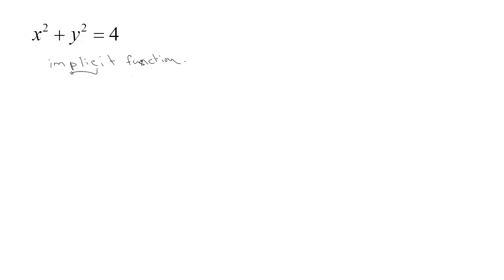This "plic" here is like in "multiply": it means to fold over, and this "im" means to fold it in. So this is sort of an in-folded function. By that we mean that y is an implicit function of x. We mean that the dependence between x and y is not spelled out. Now in this case it would be easy to make it explicit by solving for y.